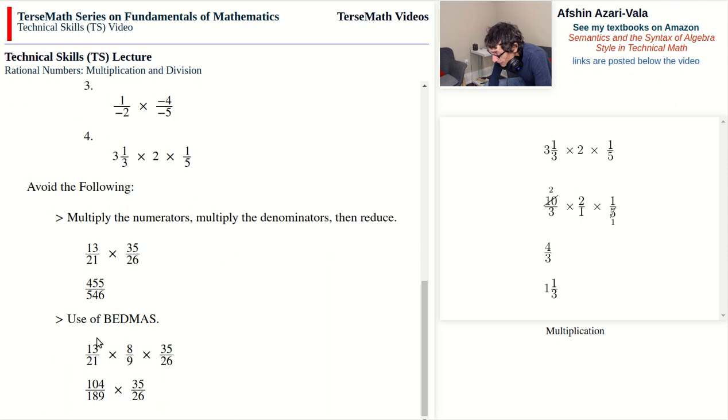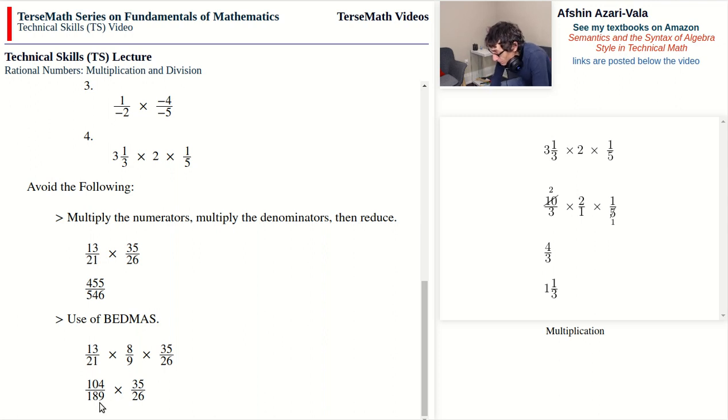Now, if I multiply 13 by 8 to get 104 and 21 by 9 to get 189, nothing reduces here, by the way. I get 104 over 189. Now 13 goes into both 26 and 104. I know that because 104 comes from 13 times 8, but I don't see that anymore. And same thing for 7, which went into 21 and 35. It goes into 189 and 35. I see that in 35, but I don't see it in 189 anymore.